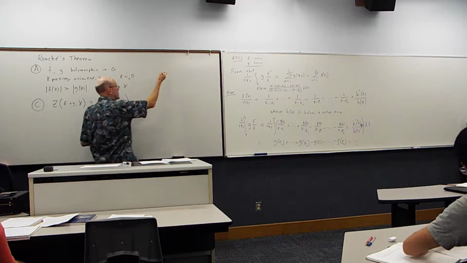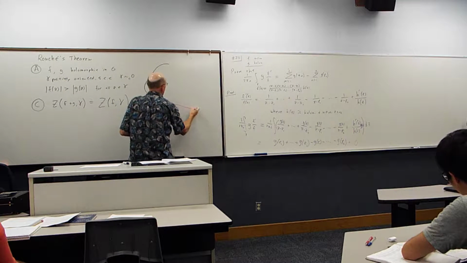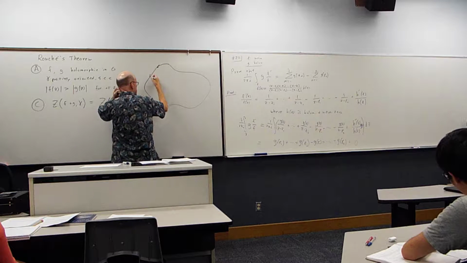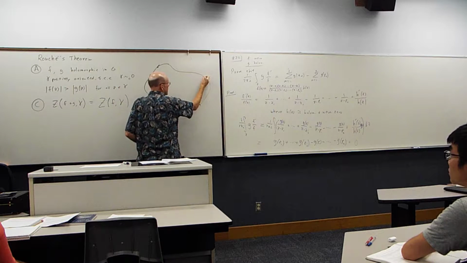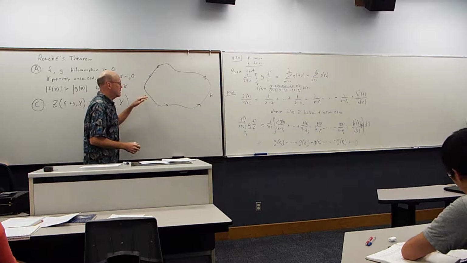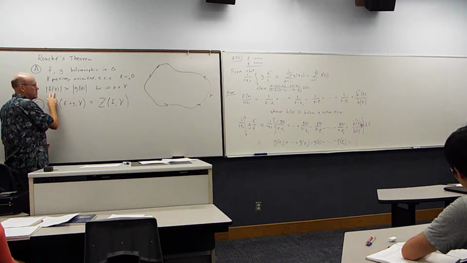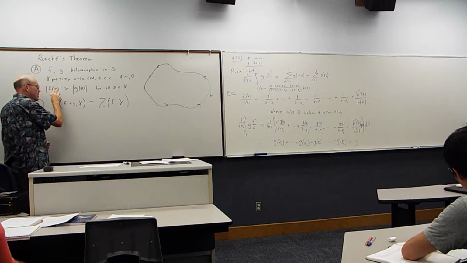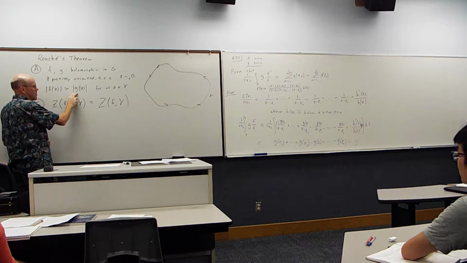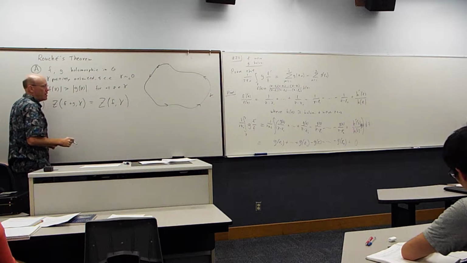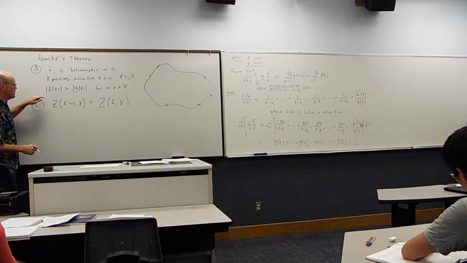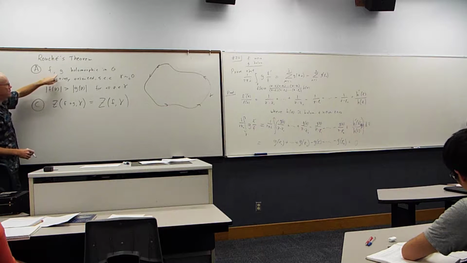So here's a possible picture. You've got the curve like this, that's oriented positively. And on this curve, the modulus of F of Z is greater than the modulus of G of Z, just on the curve. That's all you need. That's the main point, and F and G are holomorphic.